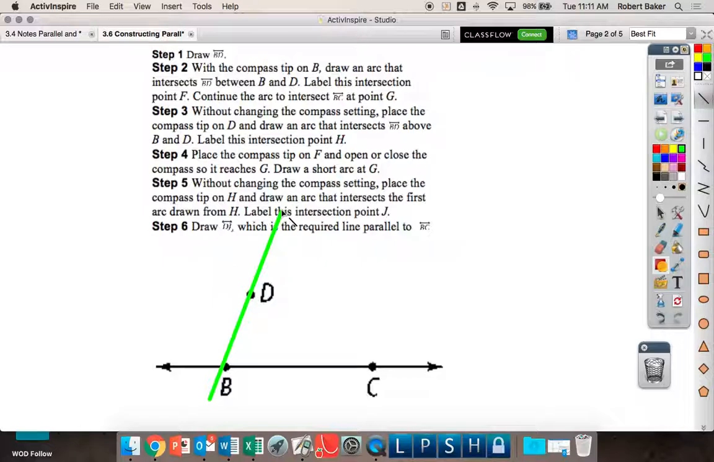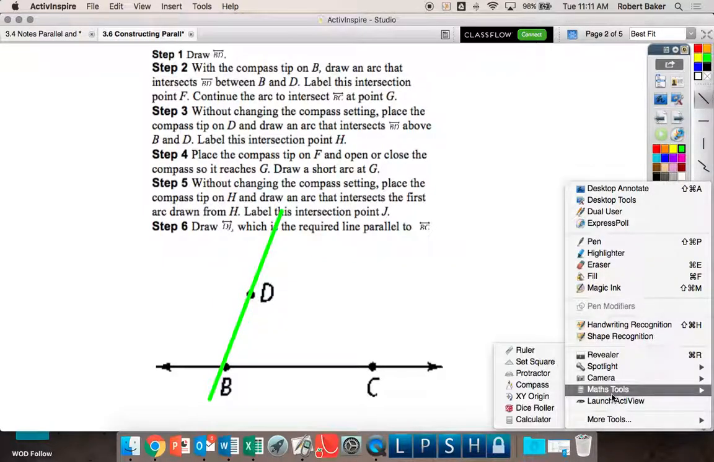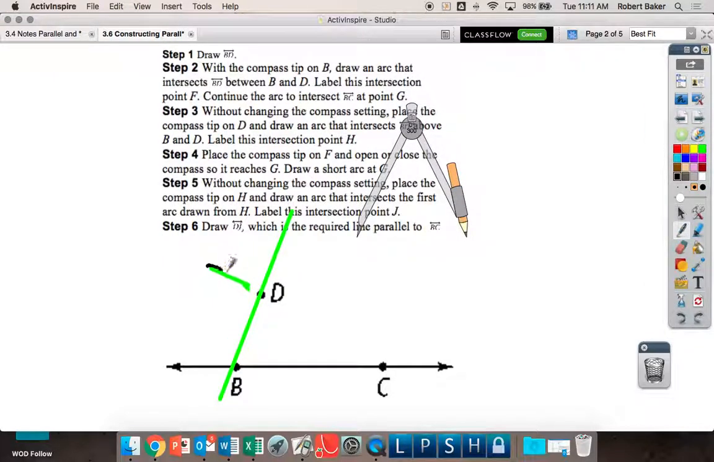Is anybody confused on the first step? Everyone's good. All right, so let me bust out my compass real quick, digitally. So the next step, you're going to put your pivot point on D. Step 1. Pivot point goes right here.